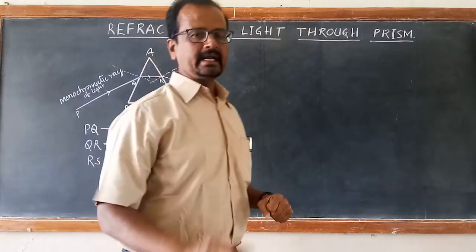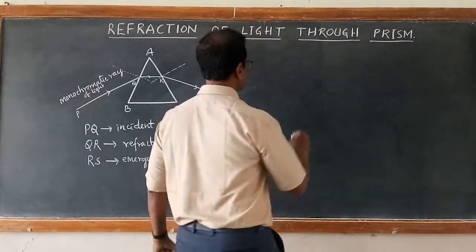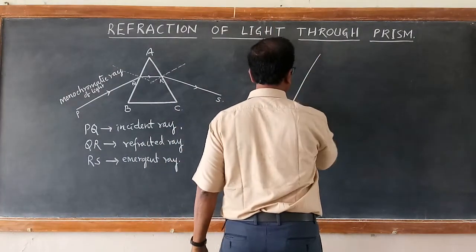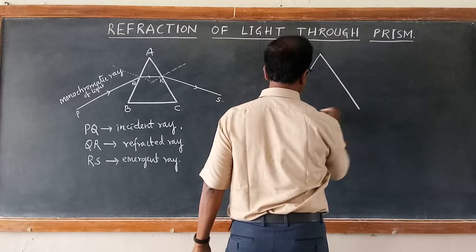Now if it is a white ray of light, what happens? If it is a white ray of light, this was first done by Sir Isaac Newton.